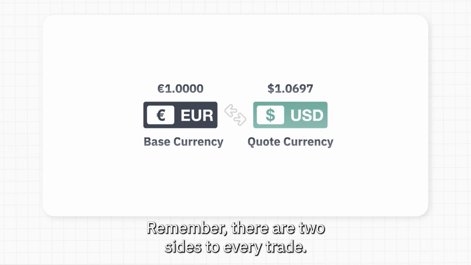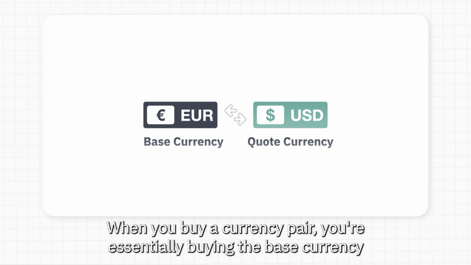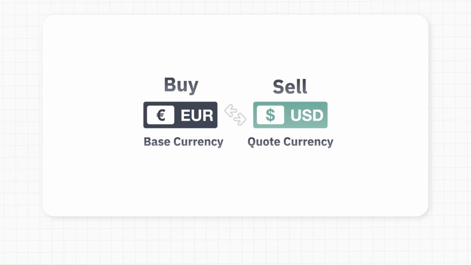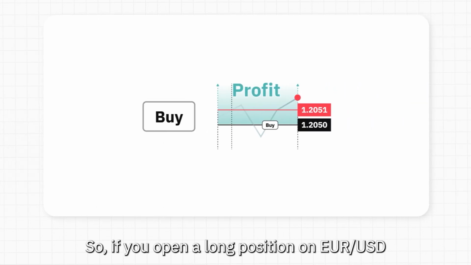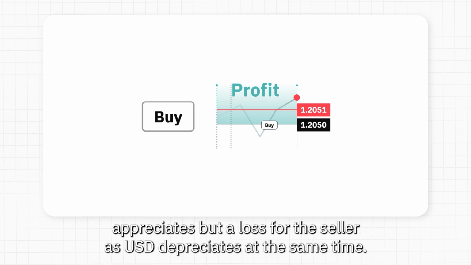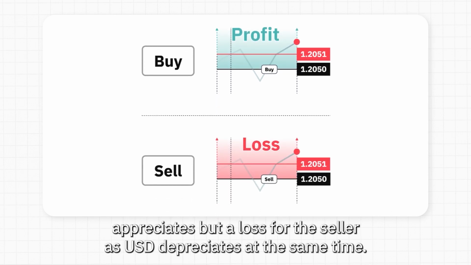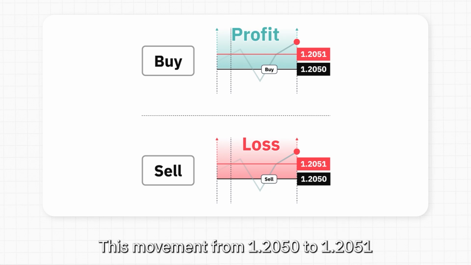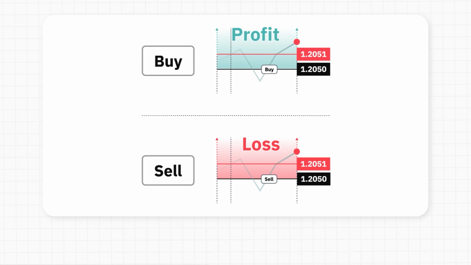Remember, there are two sides to every trade. When you buy a currency pair, you're essentially buying the base currency and selling the quote currency, and vice versa when selling. So if you open a long position on Euro USD and it moves from 1.2050 to 1.2051, that's a gain for the buyer as the euro appreciates, but a loss for the seller as USD depreciates at the same time. This movement from 1.2050 to 1.2051 is of 0.0001 US dollars. That's where pips come in.